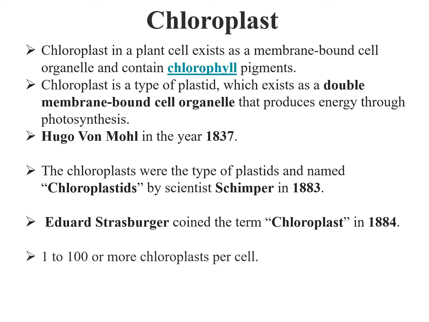The study of chloroplast was first carried out by a scientist named Hugo von Mohl in the year 1837. After his study, it was found that chloroplasts were a type of plastids and were named chloroplast by the scientist Schimper in 1883. Then Edward Strasburger coined the term chloroplast in 1884. Chloroplasts are plastid organelles mostly present in plants. There may be 1 to 100 or more chloroplasts per cell.